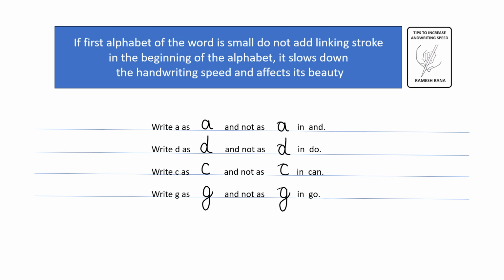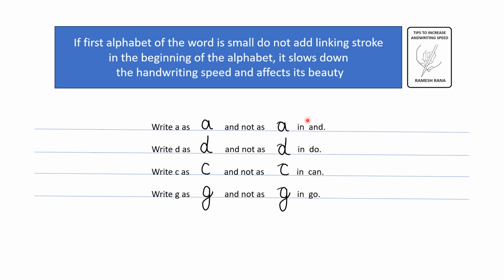If the first alphabet of the word is small, do not add a linking stroke in the beginning of the alphabet. It slows down the handwriting speed and affects its beauty. Write A as A without the linking stroke and not as A with the linking stroke in the beginning.